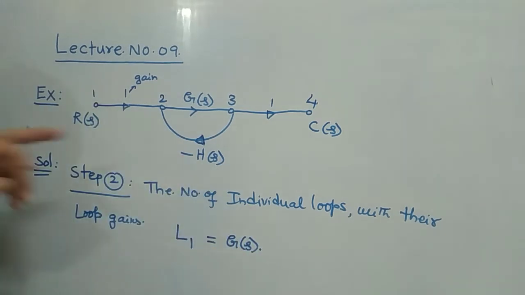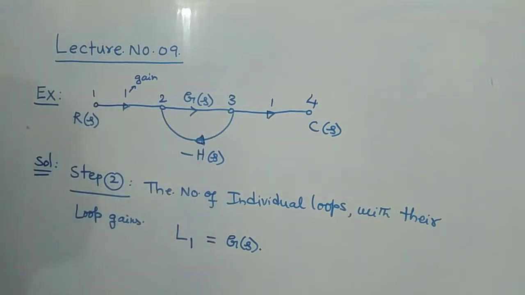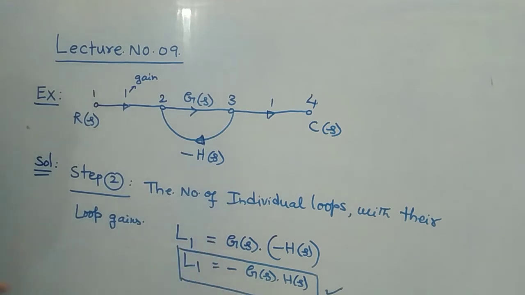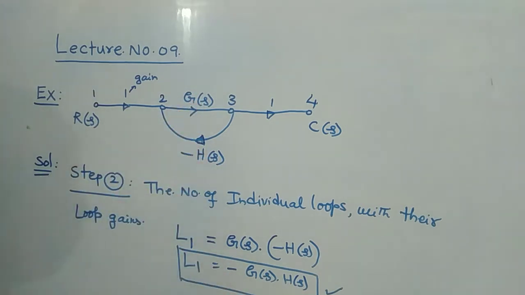The gain is G of S, and again from 3 to 2, it is going in the backward direction with a gain of minus H of S. Is it not? This implies you take this minus here, then it is G of S into H of S. That is what your L1 is. You can put it in a box like that. This is your step 2. Therefore, as for step 2, your L1 is equal to minus G of S into H of S.